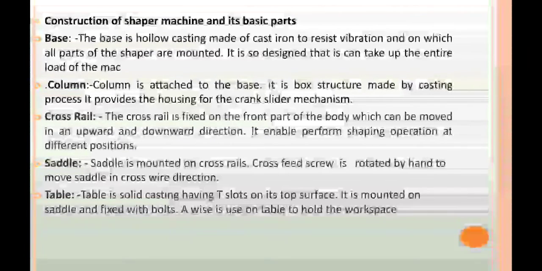Cross rail. The cross rail is fixed on the front part of the body, which can be moved in upward and downward direction. It enables performing shaping operation at different positions. Saddle. Saddle is mounted on cross rail. A cross feed screw is rotated by hand to move the saddle in crosswise direction. Table. Table is a solid casting having T-slot on its top surface. It is mounted on saddle and fixed with bolt. A vise is used on table to hold the workpiece.